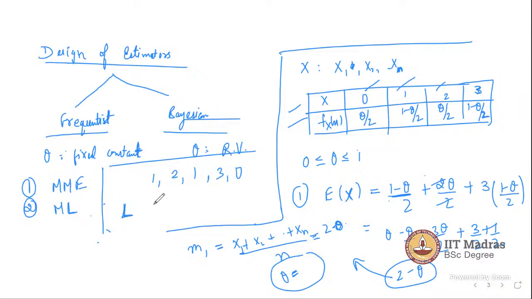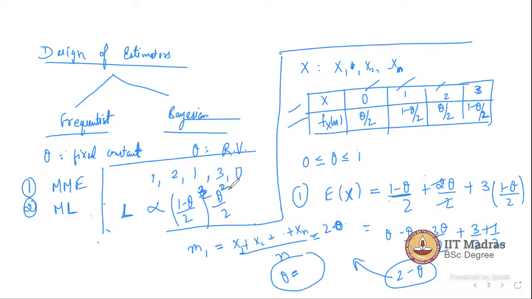And how do you write the likelihood function? So what is the distribution of 1? It is (1 minus theta) by 2, right? So (1 minus theta) by 2, and it is coming 2 times, so I will just square it. Then the distribution of 2 is theta by 2. And the distribution of 3 is again (1 minus theta) by 2, so I can write the cube here. And 0 is again theta by 2, so I can do the square here.